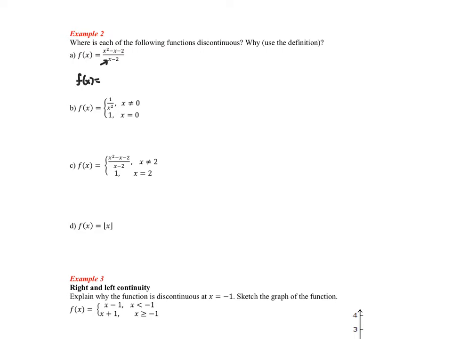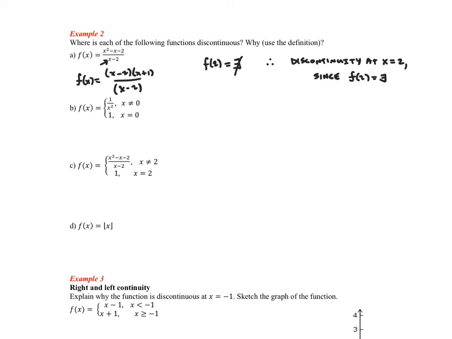If you factor the numerator, you get x minus 2, x plus 1 over x minus 2. What that means is that f of 2 does not exist. Therefore, there's a discontinuity at x equals 2, since f of 2 does not exist.